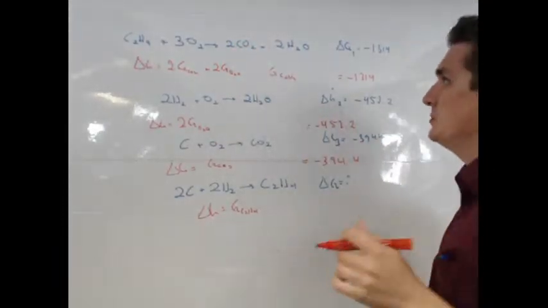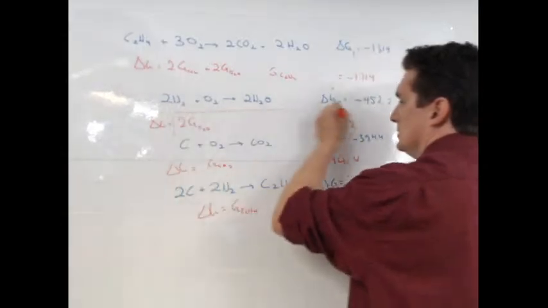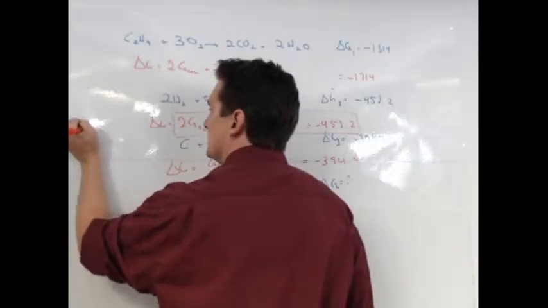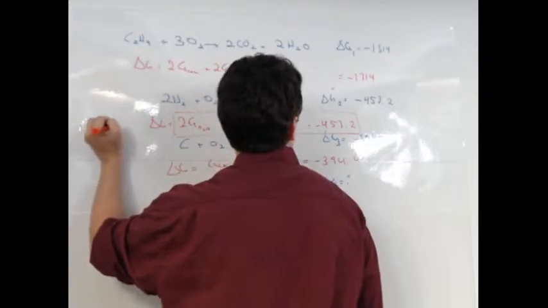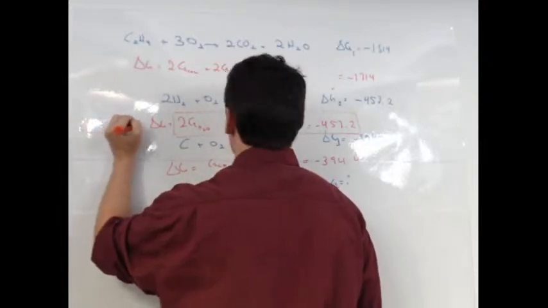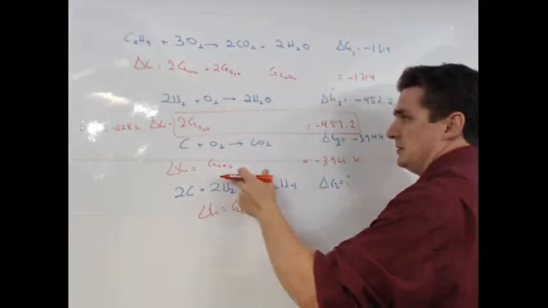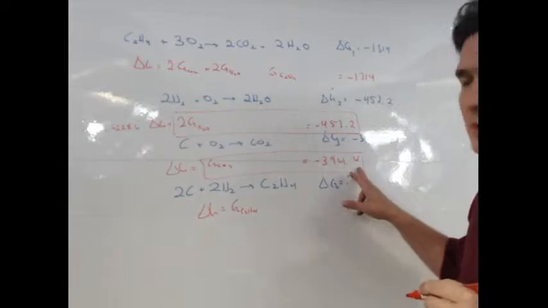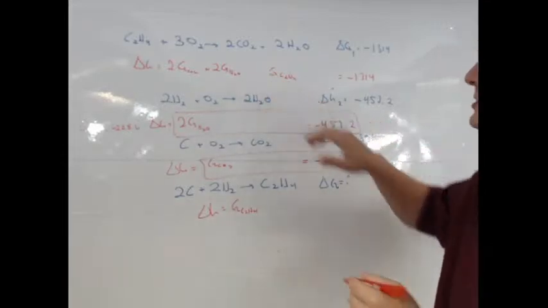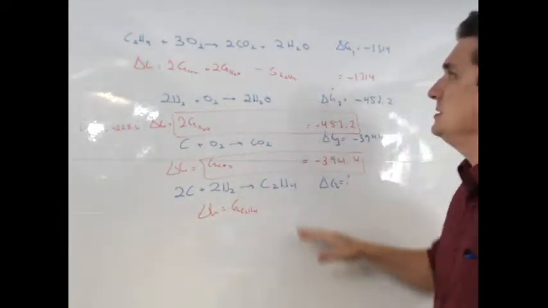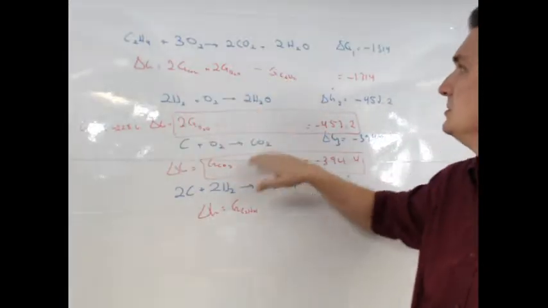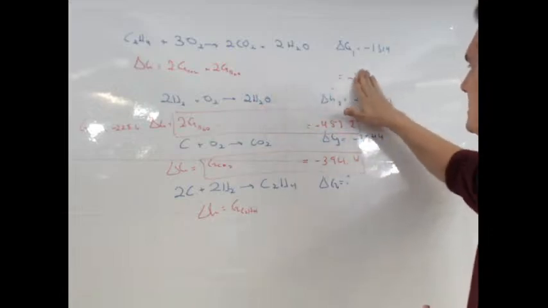So from this, I get twice the Gibbs of H2O is minus 457.2, or the Gibbs of formation of H2O is minus 228.6 kilojoules per mole. For this, I get the Gibbs of CO2 is minus 394.4. Up here, I don't know the C2H4, but I do know the H2O from here, and I also know the CO2.